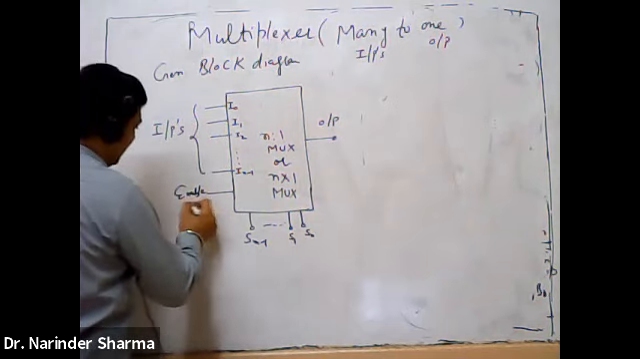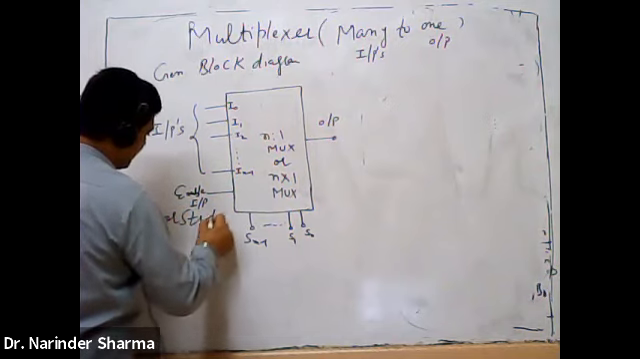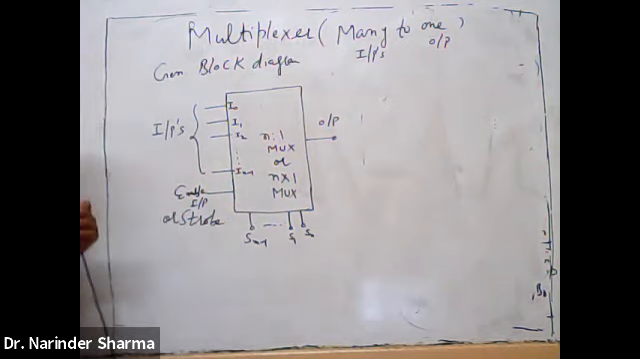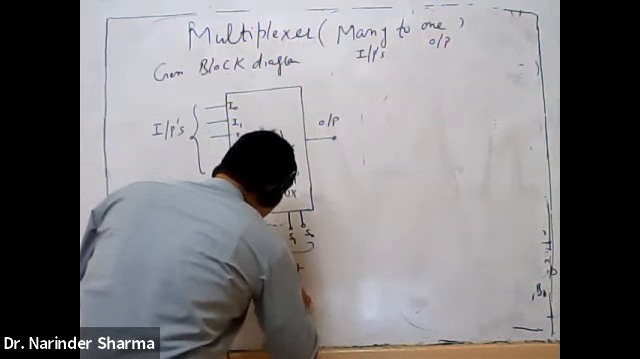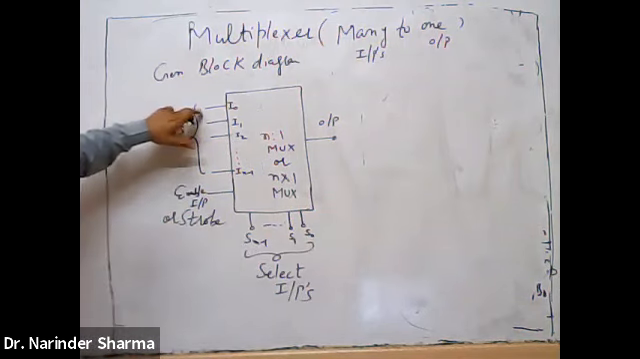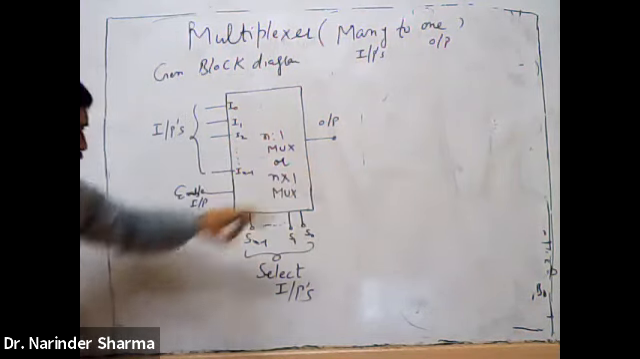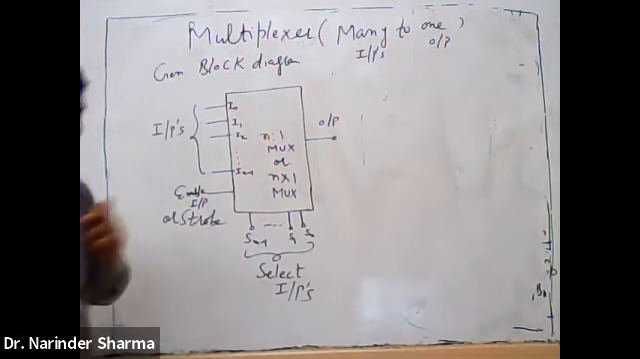This is your enable input or strobe. This is your select inputs. These decide which input has to occur at the output. I will take an example. It should be easy for you to understand.